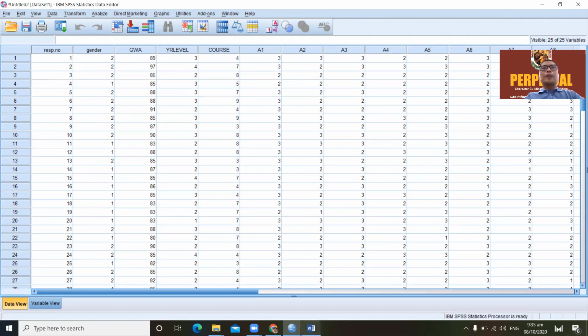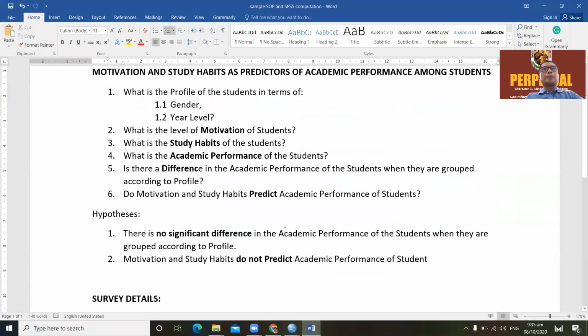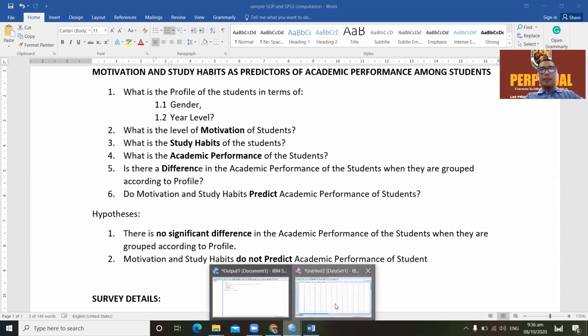Now, let's try to answer the first SOP. What is the profile of the students in terms of gender and year level? You would want to know how many males, how many females, how many first year, second year, third year, and fourth year. It's because in this example, I have first year until fourth year students only. Okay, so let's go back to our SPSS.